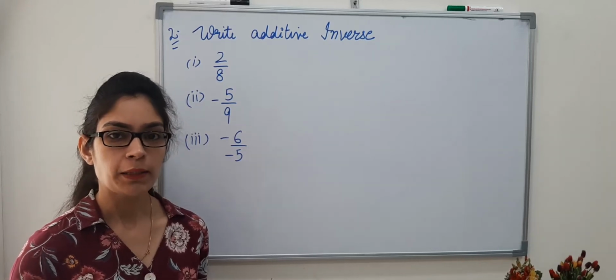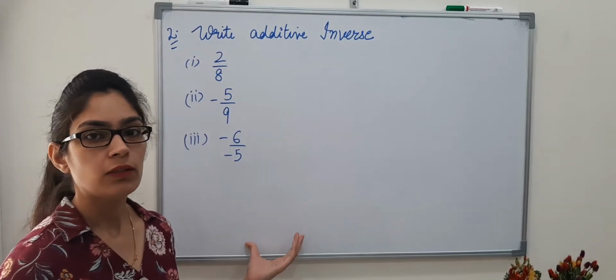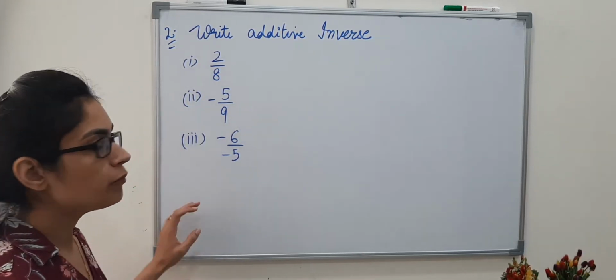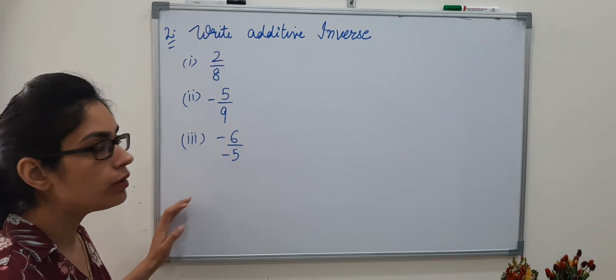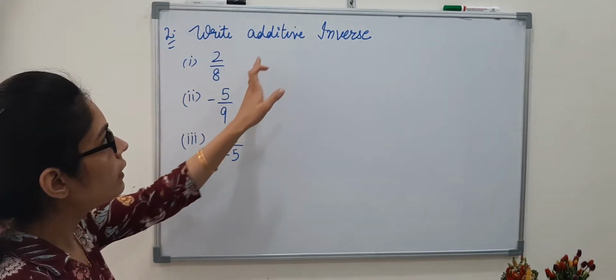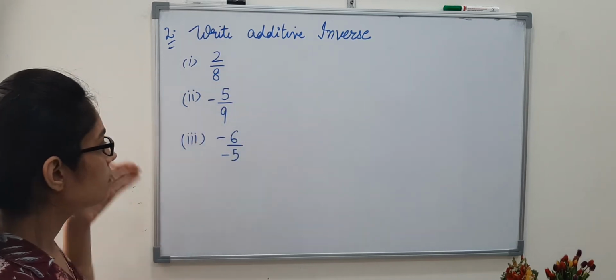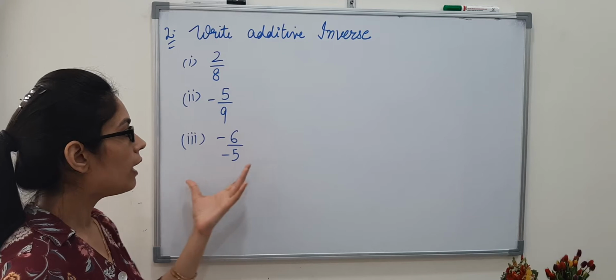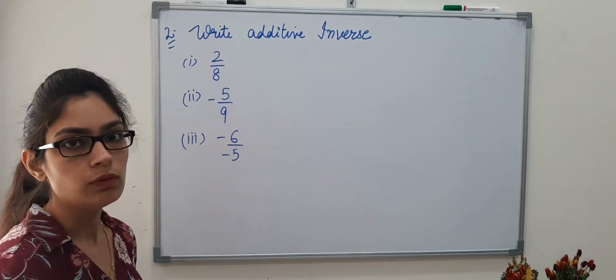Welcome back everyone. In this video we will continue exercise 1.1 of rational numbers. The first sum we have already done in the previous video. Let's continue with the second sum. The second sum is: write the additive inverse of these numbers. So 5 parts have been given. Now 3 I will do and the remaining 2 you have to try.